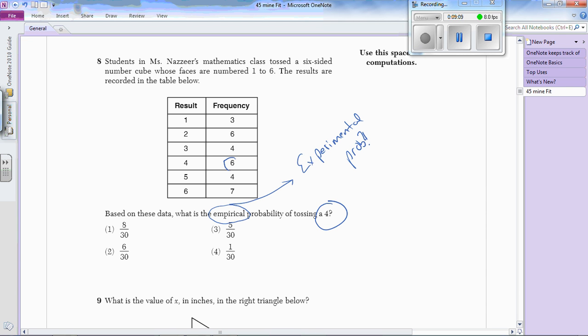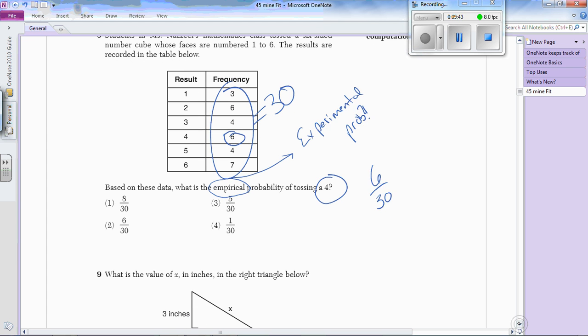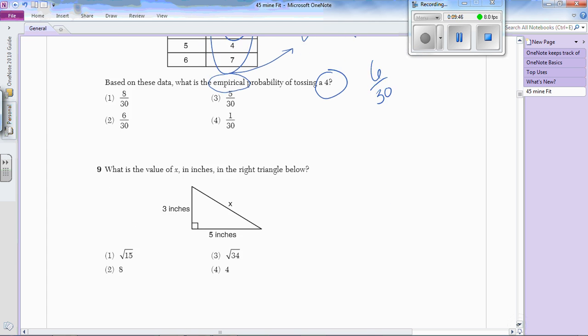All right, well, if I look at the 4, there were 6 4s. I don't know how many times she tossed it, but she got 6 4s. So let's see, I'm going to guess she tossed it 30 times based on all the answers. So it'd probably just be 6 out of 30. But if they weren't all 30, you'd actually have to add all these up and verify that, in fact, they do add up to 30. In this case, it's just 6 out of 30. Pretty simple. Theoretical probability would be 1 out of 6.